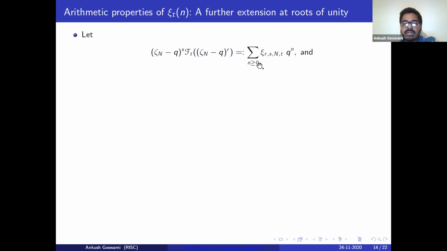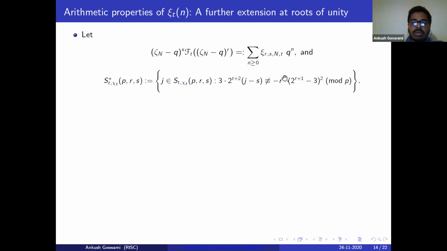Then the coefficients are given by this thing, xi with subscripts r, s, and t, of n times q to the power of n. I forgot to put an n here. And now the natural question is, what about congruences for these numbers, xi_r,s,t?